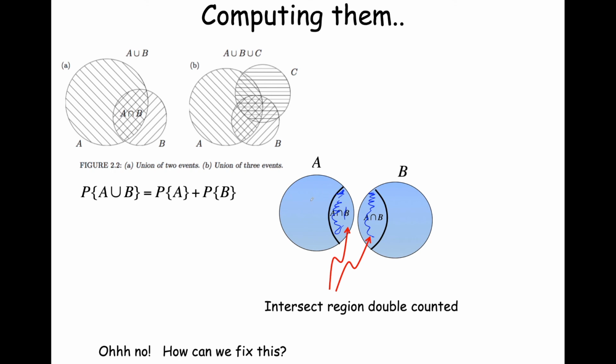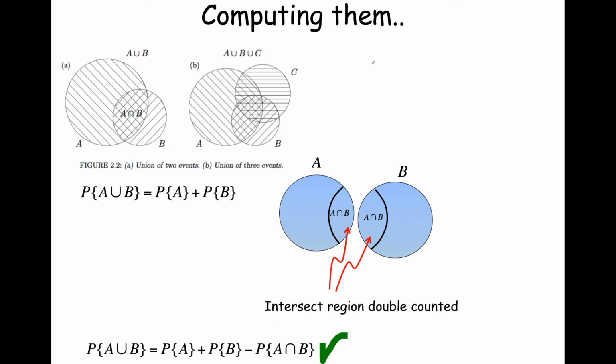So how can we fix this? We end up with A, B, and we count these twice when we should only count it once. Well, how do we fix it? We just subtract out one of those copies. So if we have A and B overlapping, then the probability of their union, the complex events formed by the union, is equal to the probability of A plus the probability of B minus the probability of A intersect B.